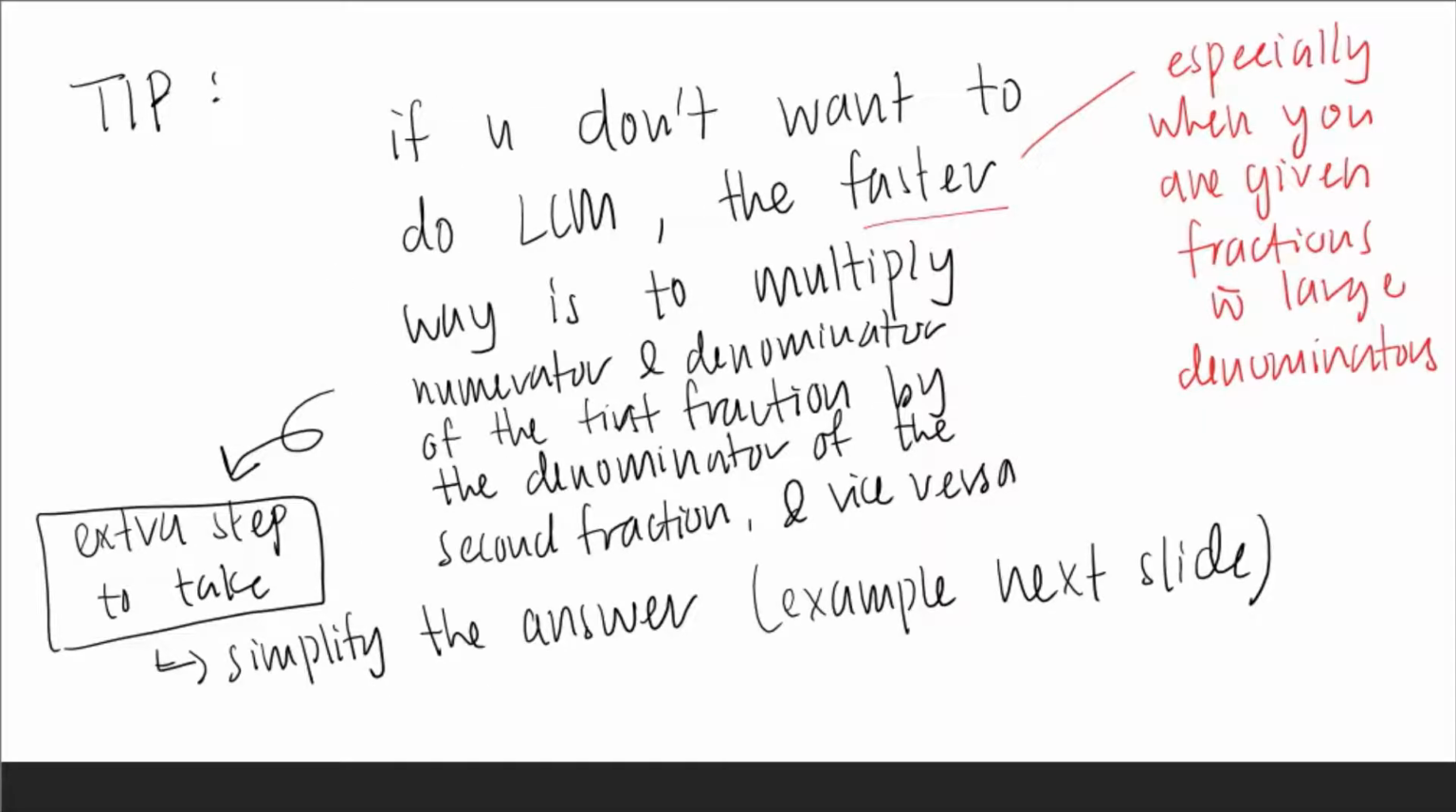The working might be quite tedious if you want to do LCM, so there's another faster way, which is to multiply the numerator and denominator of the first fraction by the denominator of the second fraction, and vice versa, multiply the second fraction's numerator and denominator by the denominator of the first fraction. But there's an extra step that you have to take, which is that you have to simplify the answer, since if you do it that way, the denominator would usually be quite a big number.